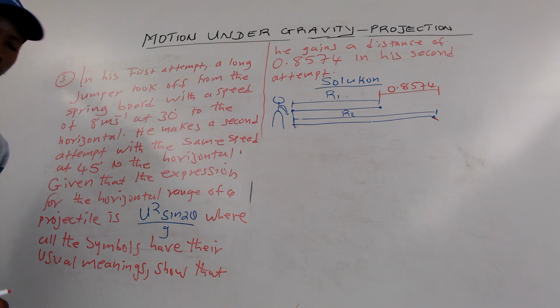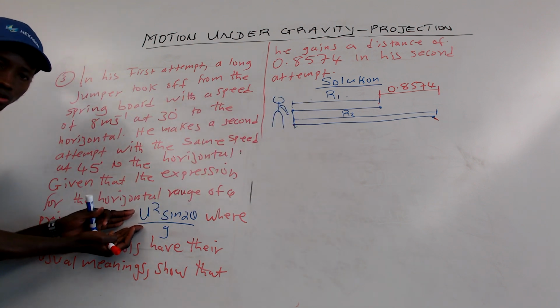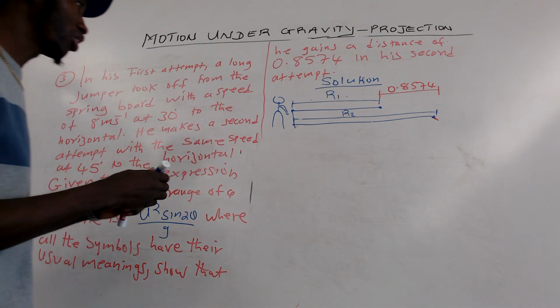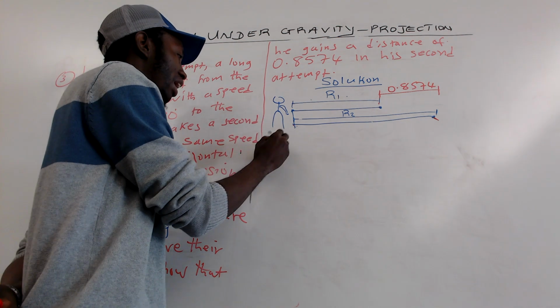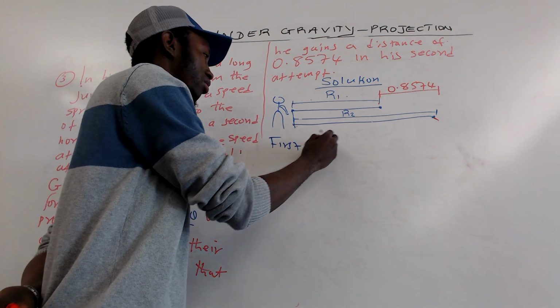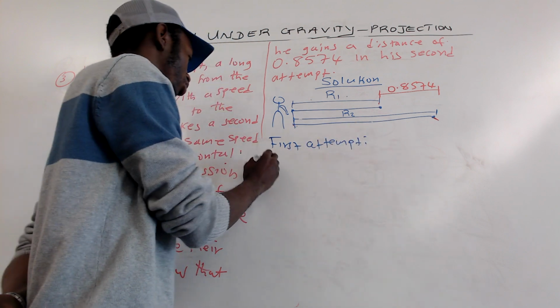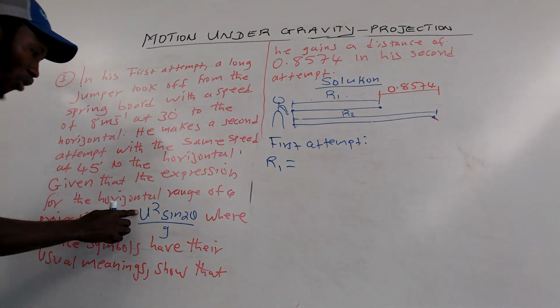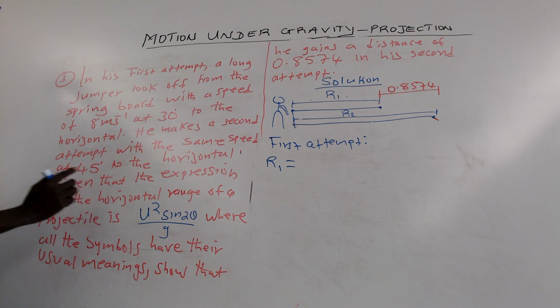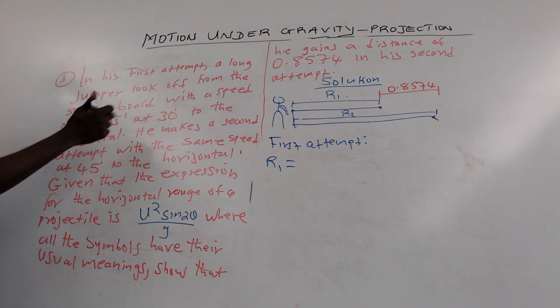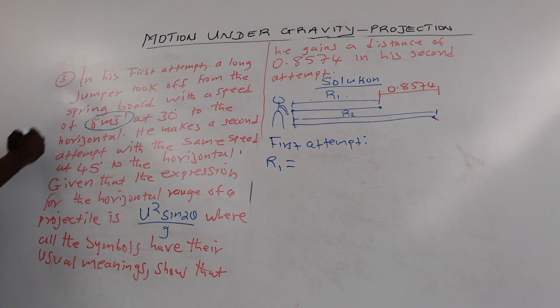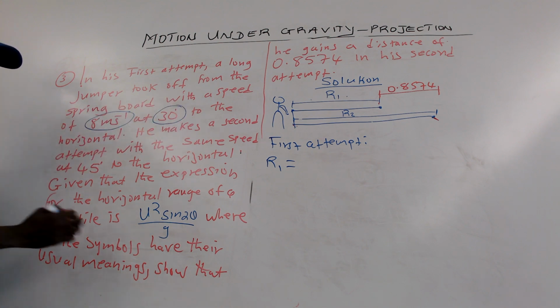So before we find the first distance and the second distance, we need to know the formula. And we are given the expression which we are going to use. So carefully, we take the first attempt: R1 equals u square sine 2 theta over g. What is u? In this first attempt, a long jumper took off from the springboard with a speed of 8, and the angle given is 30. So we substitute them here.